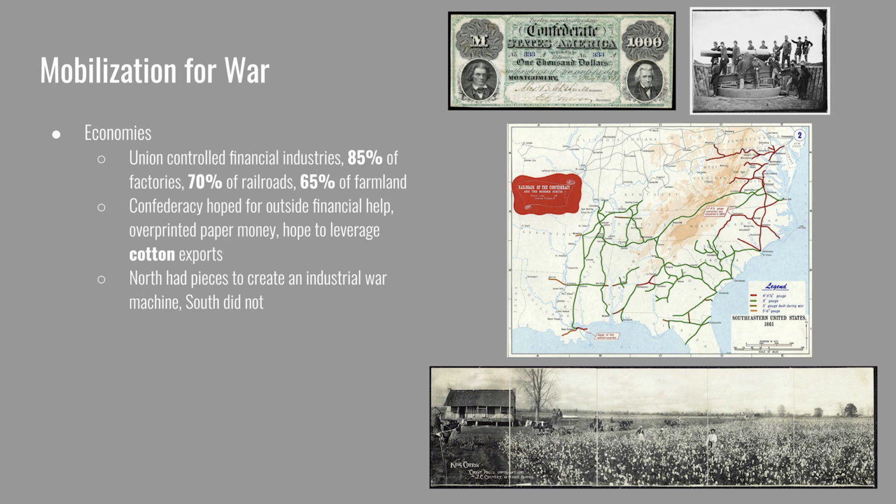The first learning objective says, both the Union and the Confederacy mobilized their economies and societies to wage the war even while facing considerable home front opposition. Both governments devoted all of their resources and all of their efforts to fighting the war.